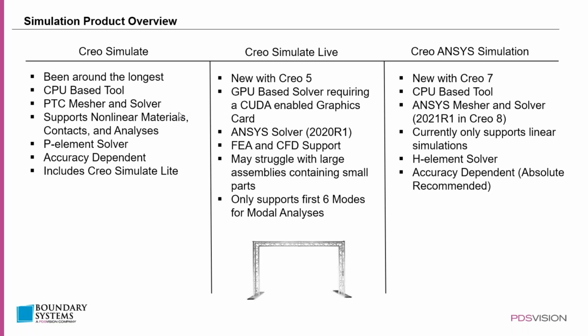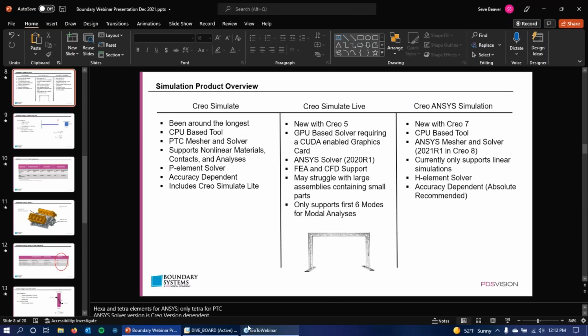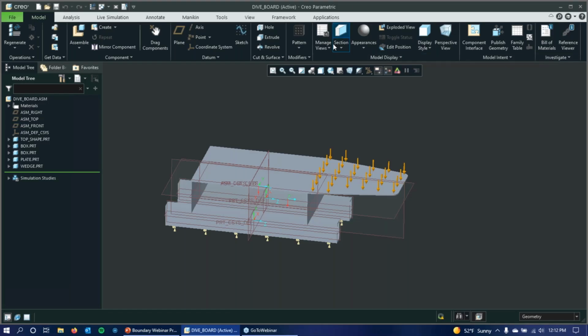Next, we have a question. Is there a way to export a simulation from any of these three softwares to an ANSYS project file after setting up all the constraints, load, simulation info, if you want a more detailed analysis without having to start over entirely in ANSYS? Yes, we can do that. So that would be in Creo ANSYS Simulation.